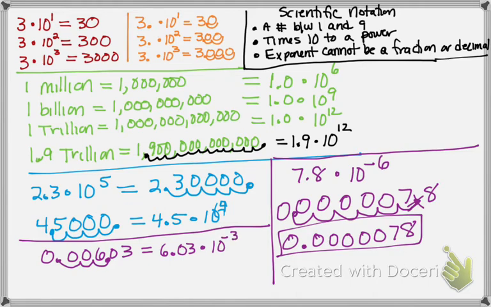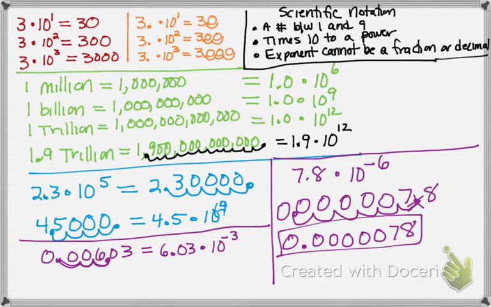Why is it negative 3? Because I moved the decimal 3 spaces. Why is it negative, though, and not positive? Because the number is small. When the number is small, your exponent's going to be negative. When the number is big, the exponent's going to be positive.